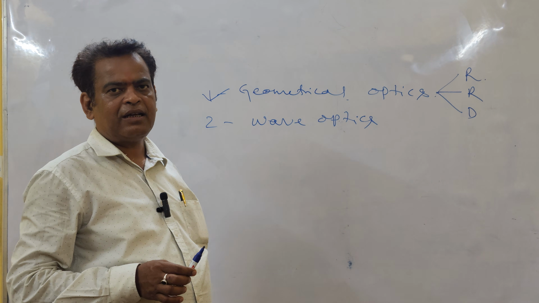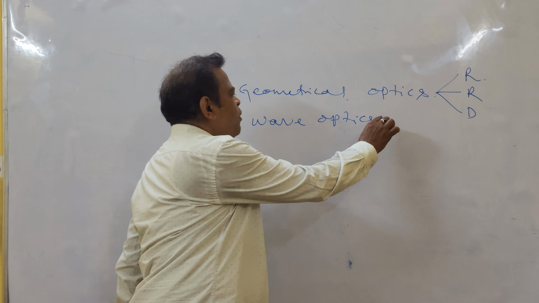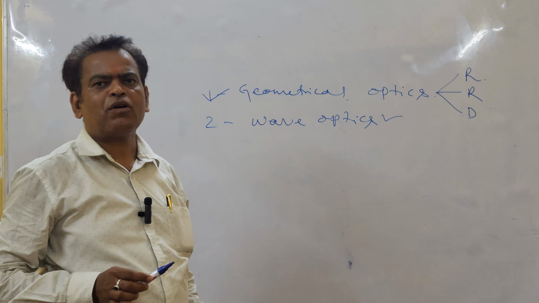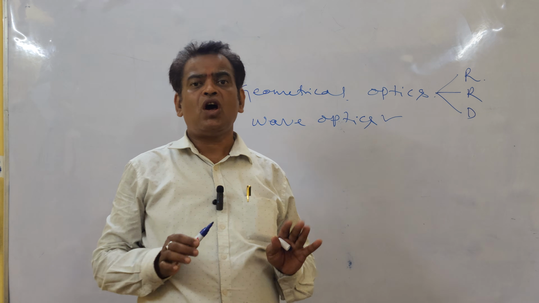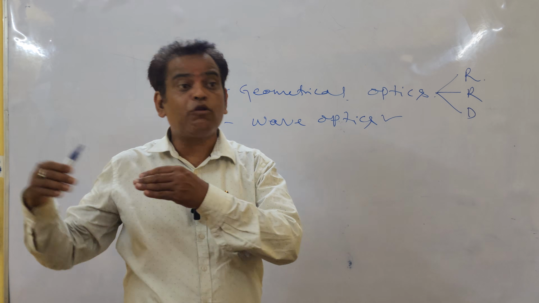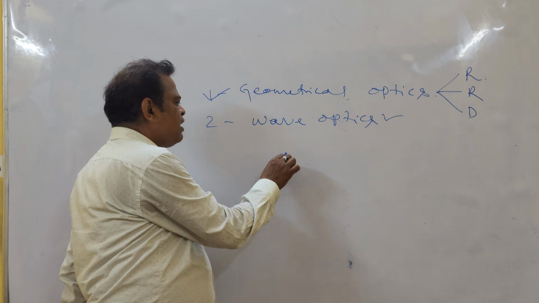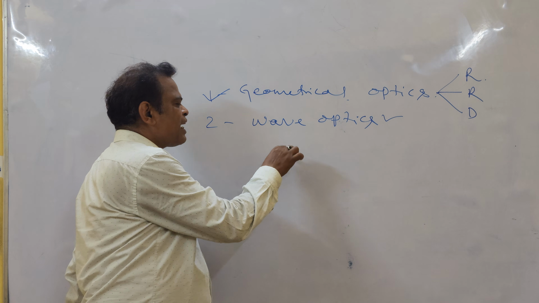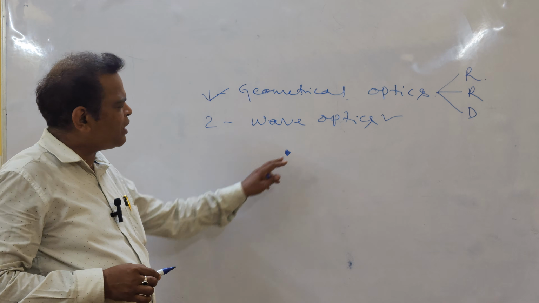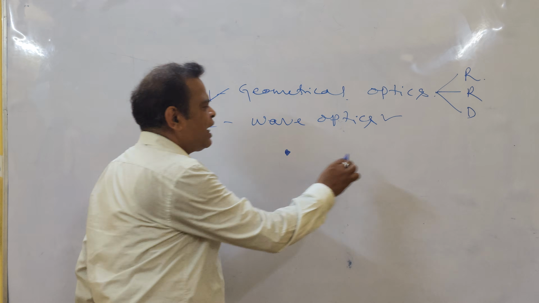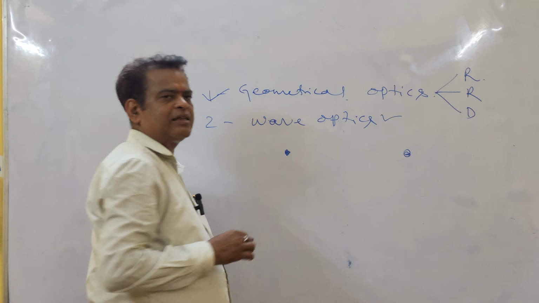And in the wave optics part, in this chapter only, we will discuss how light moves or propagates in a given medium. Suppose light is starting from this point, from a given source of light, and suppose the light reaches this point.